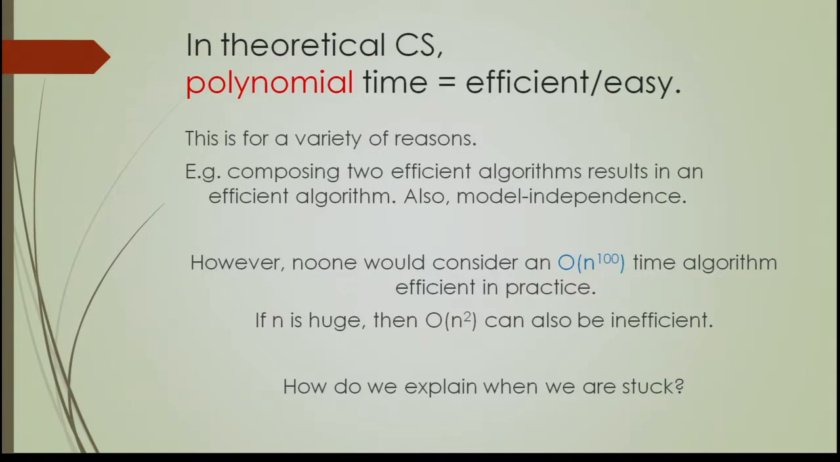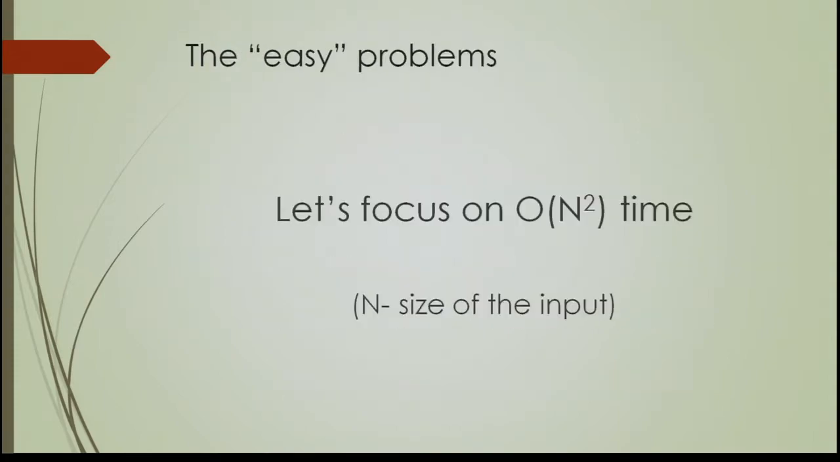So how do we explain when we are stuck on improving on problems that have some n squared or n cubed type solution, but for some reason we can't improve it? Usually the solution is something simple. Sometimes it just follows from the definition, and yet getting something better seems to require some very different techniques. So in this talk, I'll talk about easy problems, and by easy here I'll mean n squared time, where n is the size of the input.